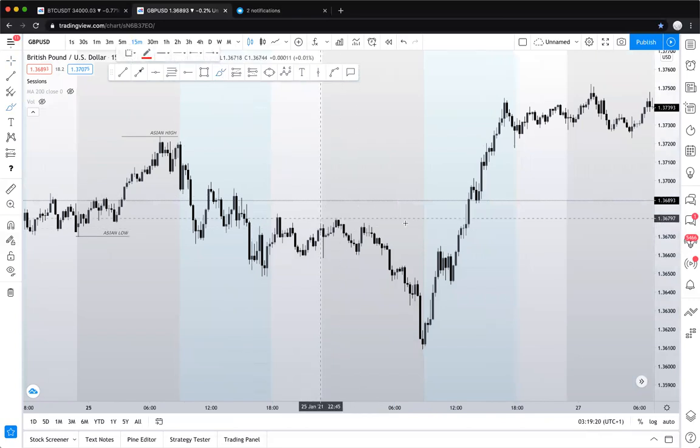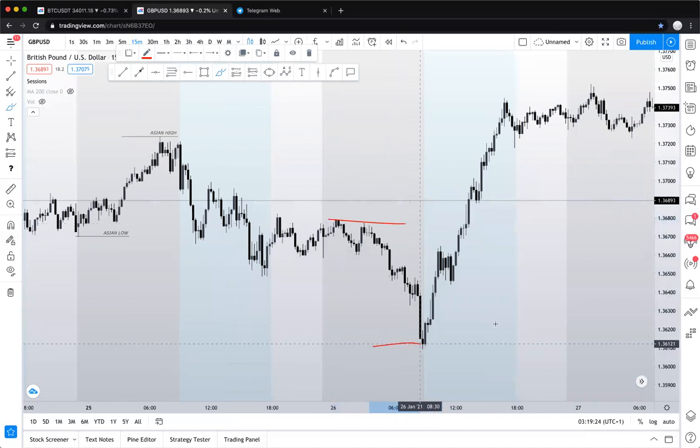Sorry about that. Spare that real quick. This is the Asian high, and this is our Asian low. Asian low. Guess what price did? Price came down. Price was trending in an uptrend.